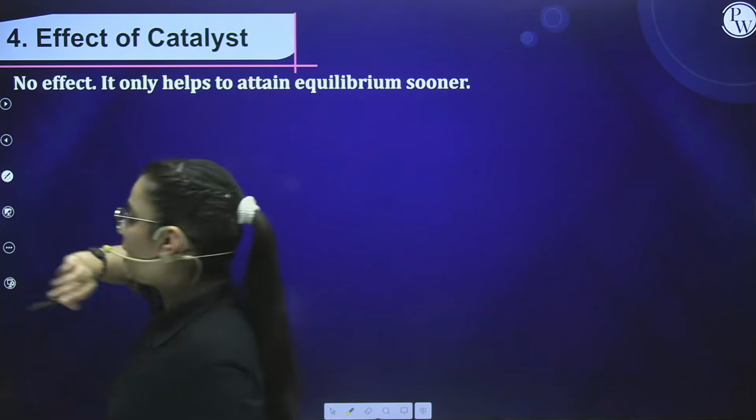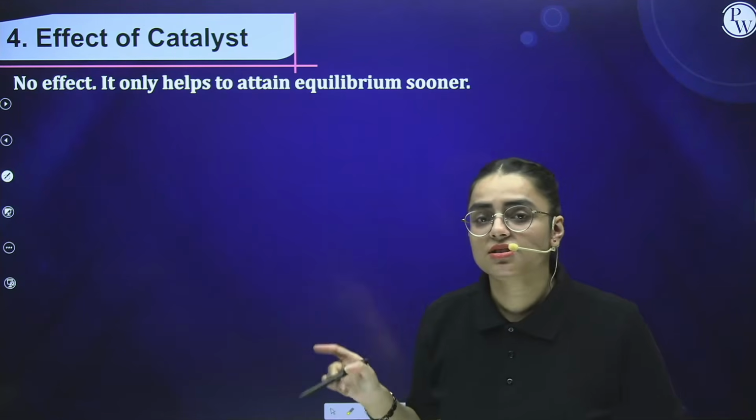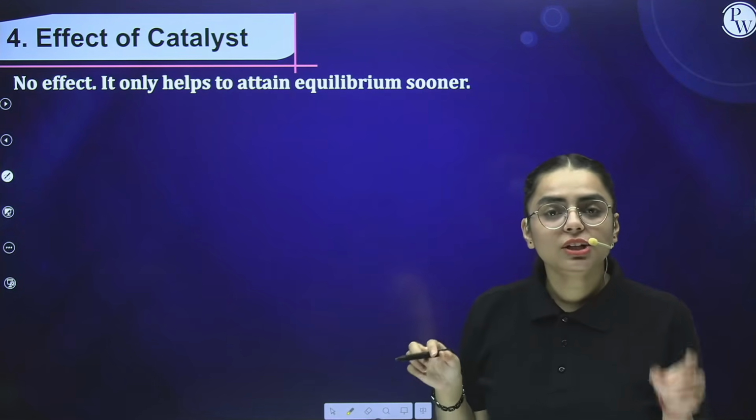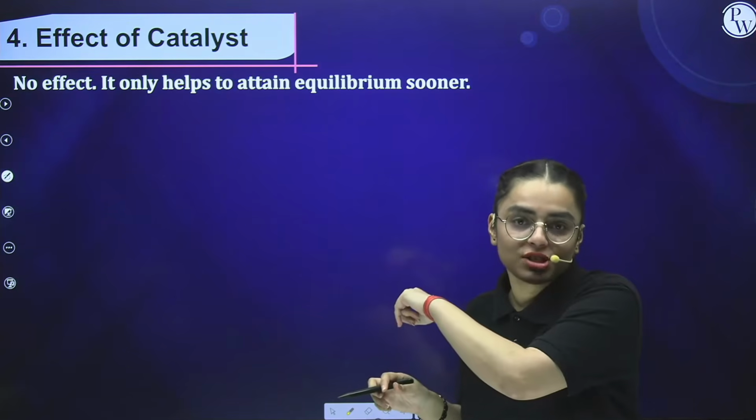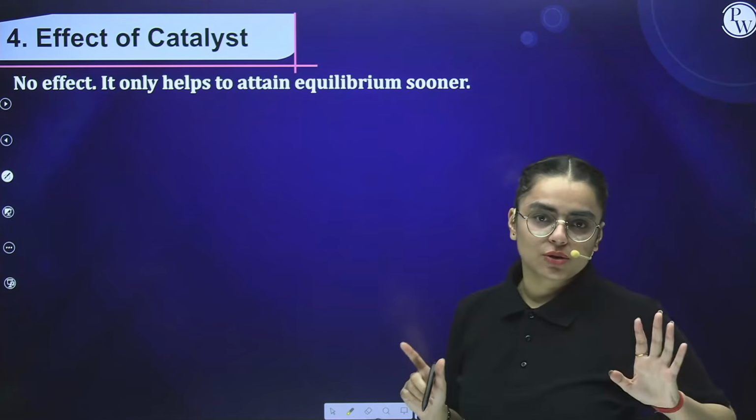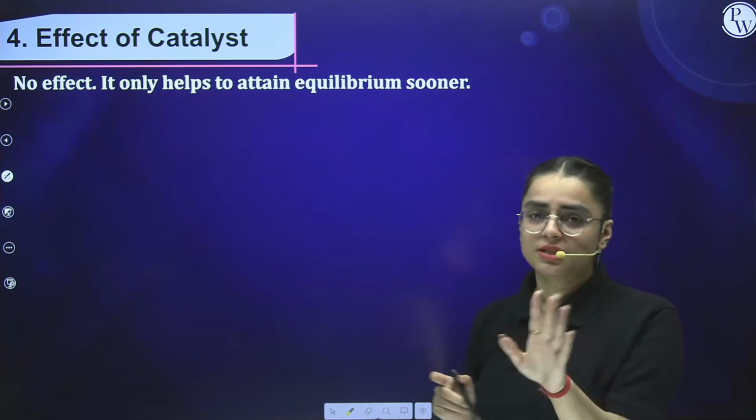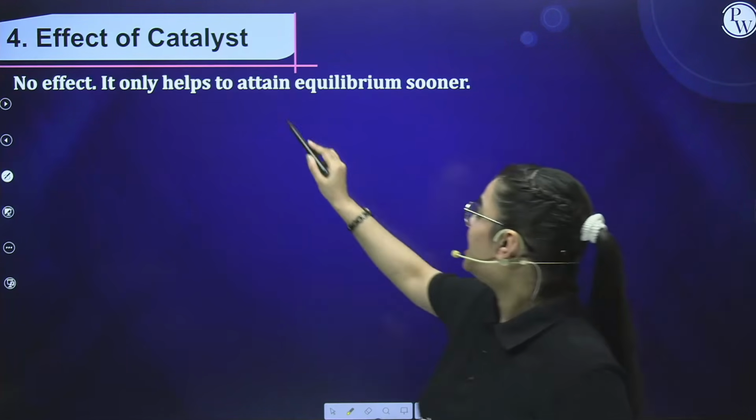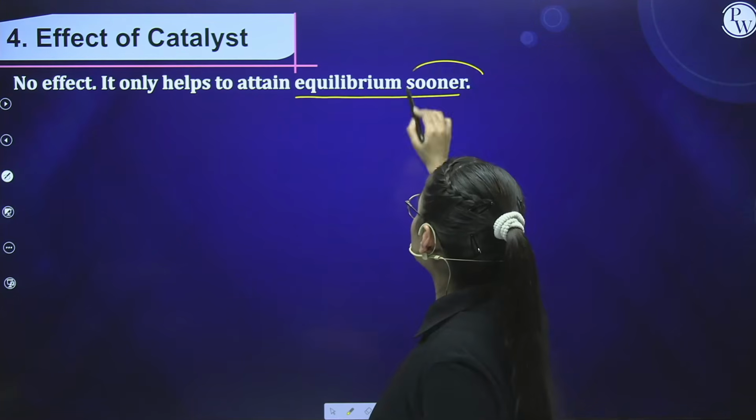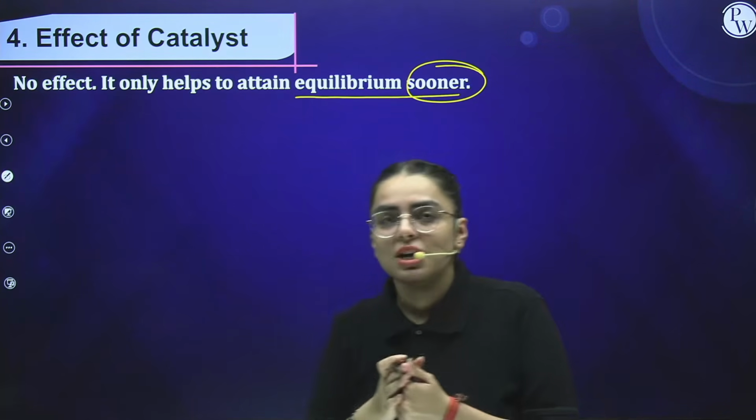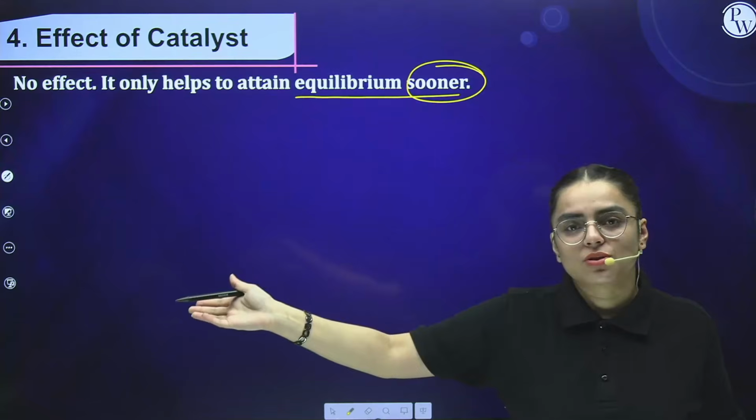Okay, I'm again telling you for the concentration part, those were the situations given to you. According to the Le-Chatelier principle, you have to undo those effects. So you know the answer for that also. Clear? Okay. Now if I come to the effect of catalyst, catalyst basically has no effect. It only helps to attain equilibrium sooner, that's it. It is basically used to complete the reaction as soon as possible.